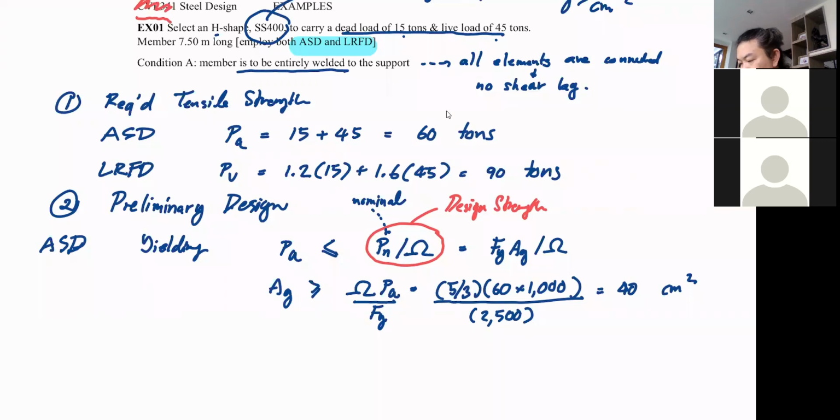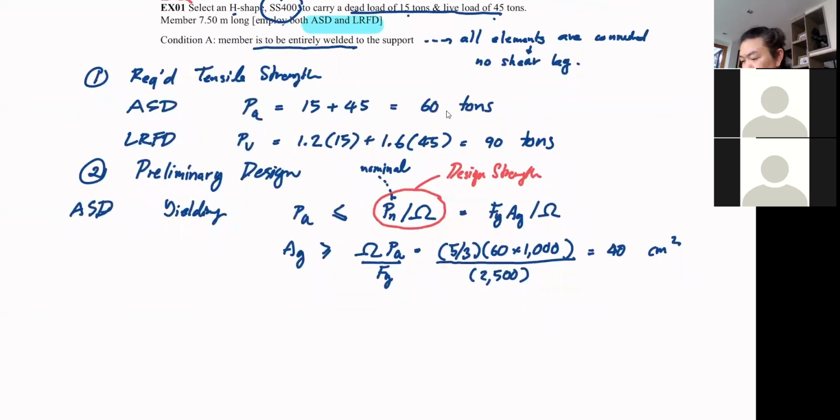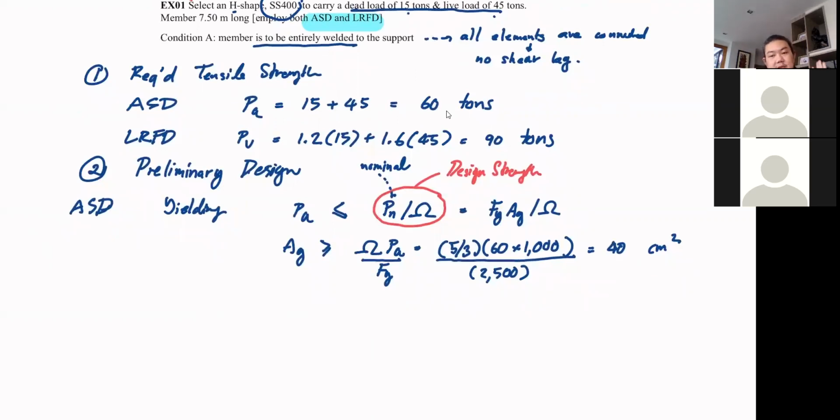Okay, so here we are. That's the area to prevent the tensile yielding. So if you select the area greater than this, you should take care of the yielding failure. Okay, the next is the rupture failure.